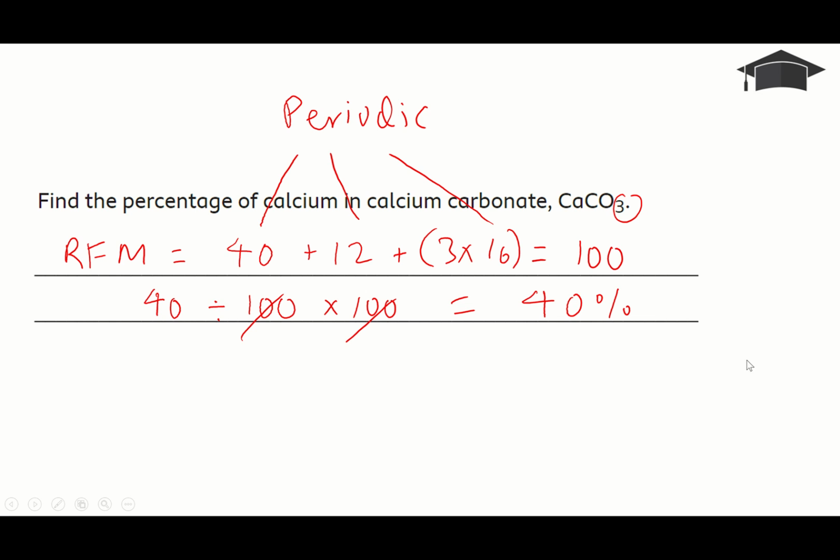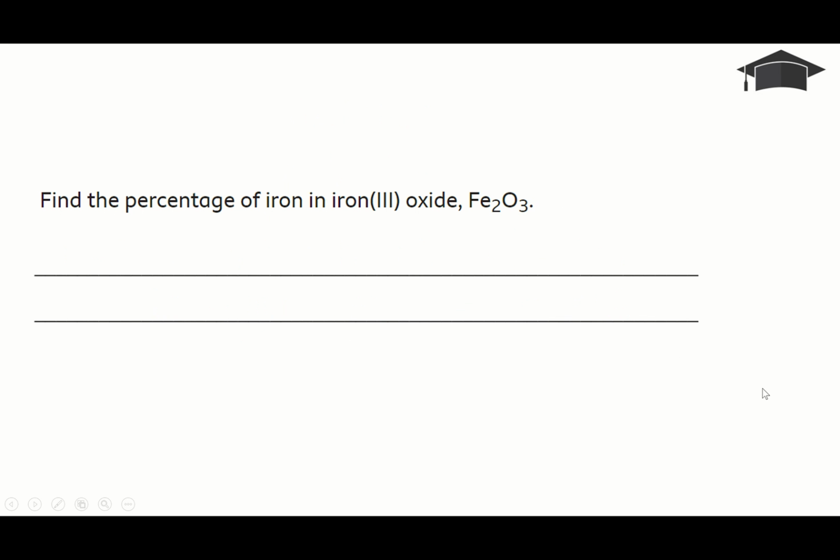Now let's look at another example, slightly trickier. We have iron 3 oxide, but there's 2 atoms of iron and 3 of oxygen. Now let's get the relative formula mass of this. So we know iron is 56, and that's from the periodic table, but there's 2 of them. I'll open a bracket, 2 times 56, plus, that was the subscripts, 3 times, open a bracket, 3 times 16.